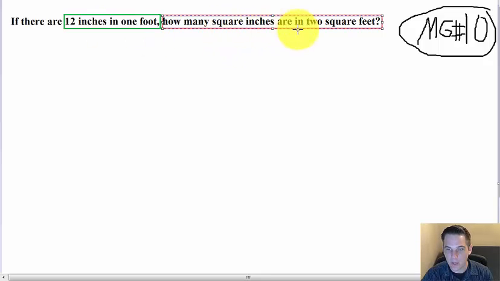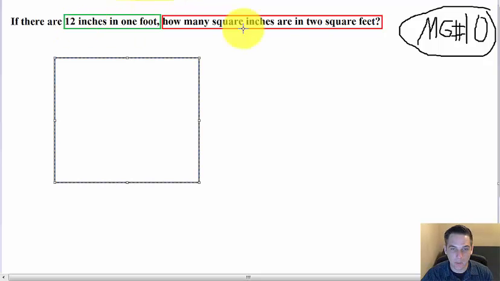But when we're dealing with square inches, square feet, your clue is a square. Now it might actually be more like a rectangle, but just draw some kind of box. It doesn't really matter if it's too accurate, as long as you got some kind of box to work with. And then we're going to mark them, or mark this up. So square inches are in 2 square feet.